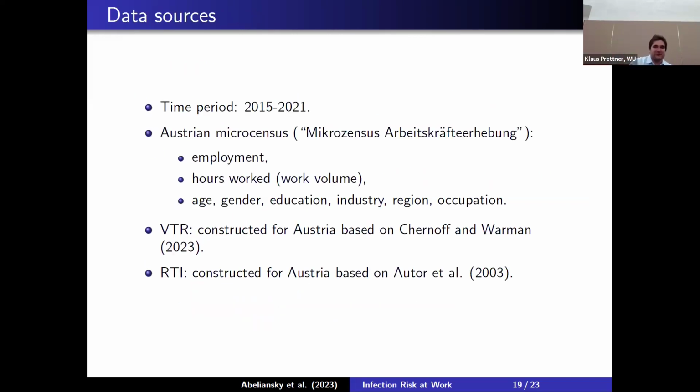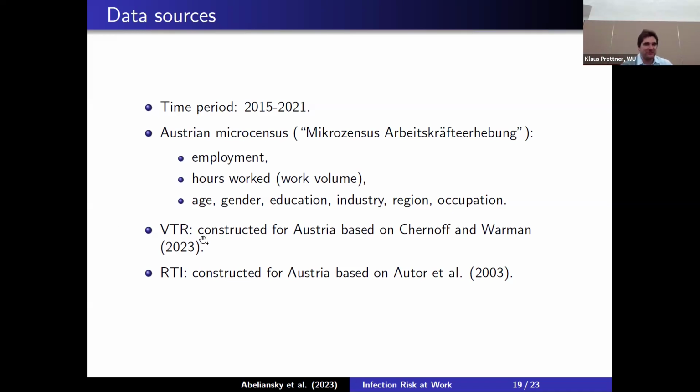And now the data sources that we use. We have data over the time period 2015 to 2021 from the Austrian microcensus. So Statistik Austria basically sold us the data. We have data on employment, hours worked, and work volume as well. So we have 2 different measures for employment. We have age, gender, education, industry, region, and occupation. And that's everything from Statistics Austria. And then we have 2 variables that we have to construct ourselves.